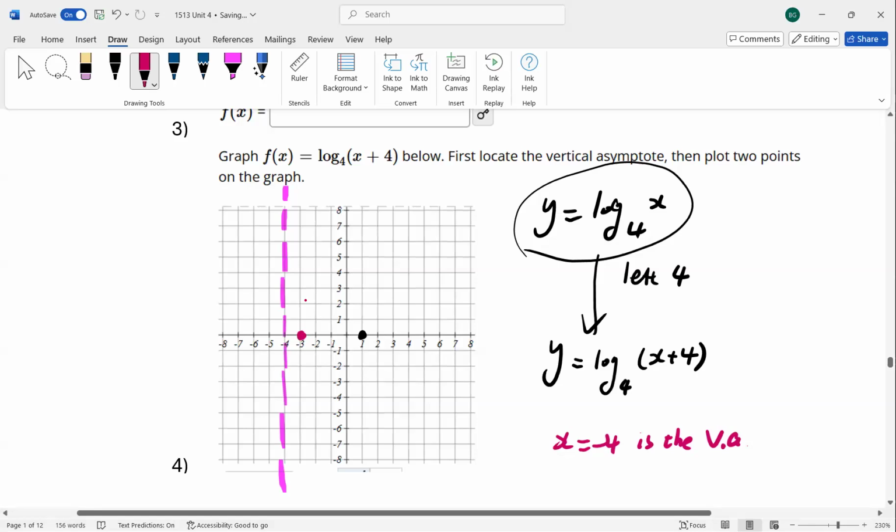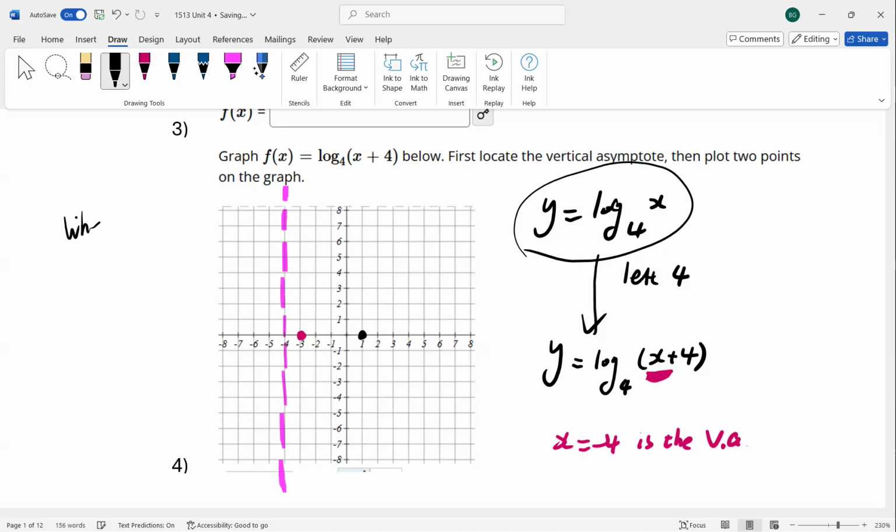We need another point. Another point we can do when x equals 0. When x equals 0, y equals log base 4 with argument also 4. And that's actually 1. That's actually 1, because log base 4 of 4 is 1.